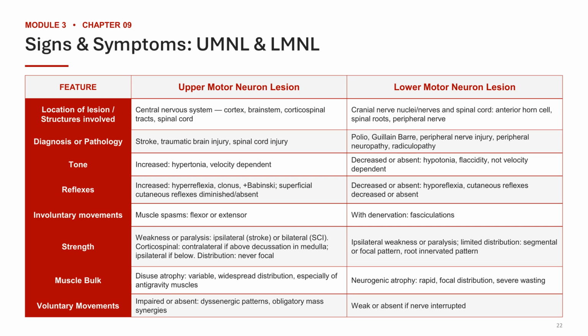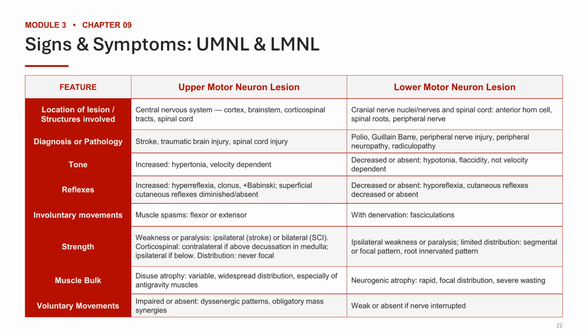This is the comprehensive comparison, and I would rather you understand the logic of each row than memorize the grid. Location. The UMN lesion is in the central nervous system, cortex, brainstem, corticospinal tracts, spinal cord. The LMN lesion involves the cranial nerve nuclei and nerves, the anterior horn cell, the spinal roots, and the peripheral nerve. Pathology follows from location: stroke, traumatic brain injury, and spinal cord injury on one side, polio, Guillain-Barré, peripheral nerve injury, neuropathy, and radiculopathy on the other.